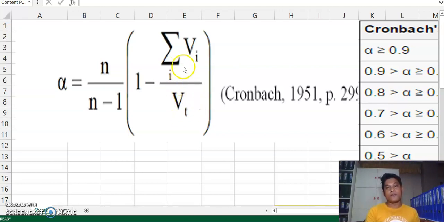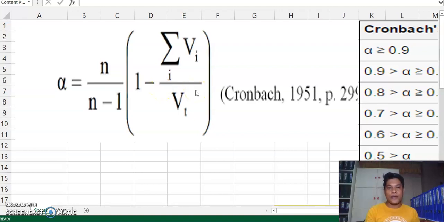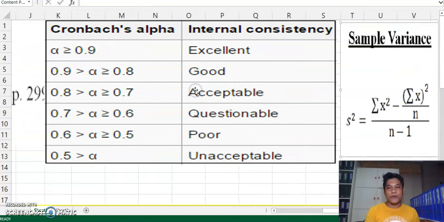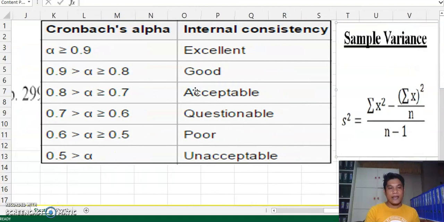So the results shall be divided here, and the quotient shall be subtracted from 1, and the difference shall be multiplied to the quotient of the previous n over n minus 1. And that is the result of the Cronbach Alpha. Now, how do we interpret whether the level is reliable or not? This is now the scale.